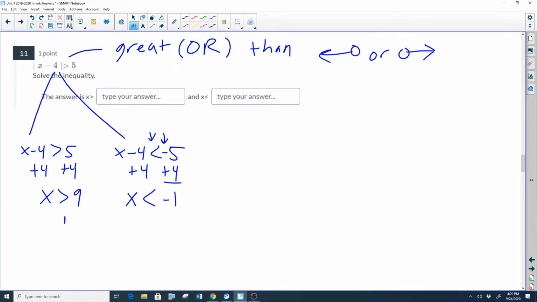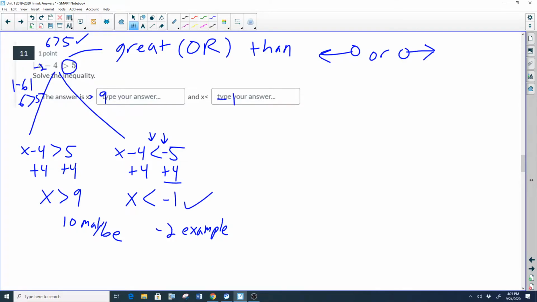Okay, so x is greater than 9. Let's see, like a number, for example, like 10 maybe. That's greater than 9, just to check our answer. So 10 minus 4 is 6, and 6 is greater than 5. So that works. So all numbers where x is greater than 9. And then less than negative 1, like negative 2, for example, or negative 3, negative 4, negative 5, negative 6. So plug negative 2 in. Negative 2 minus 4 is negative 6. And the absolute value of negative 6 is a positive 6, which is greater than 5, so that works, so we'll put a negative 1 in there.